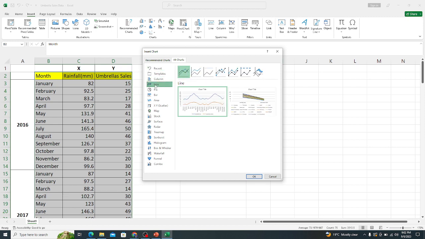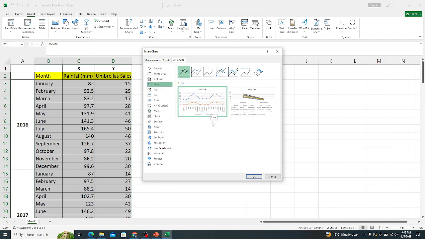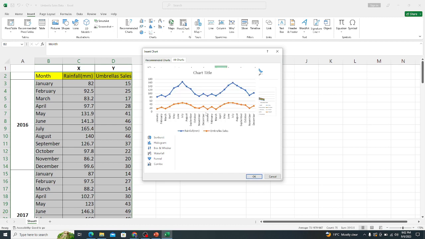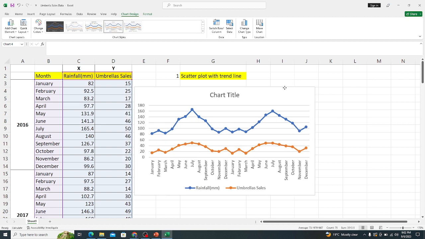So I will go with line because I can see it's giving me a good trend here. Then I can insert markers, just to have a clear visibility of our data points. Then I'll click that, and then click OK. So you can see now this is our data.